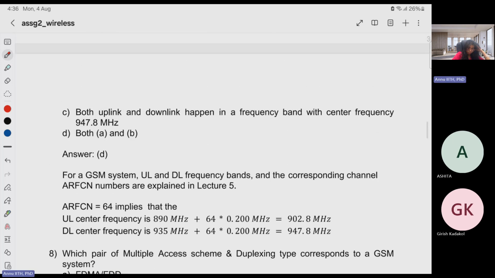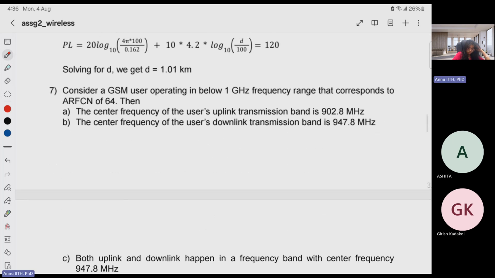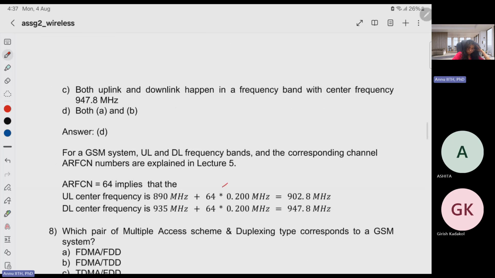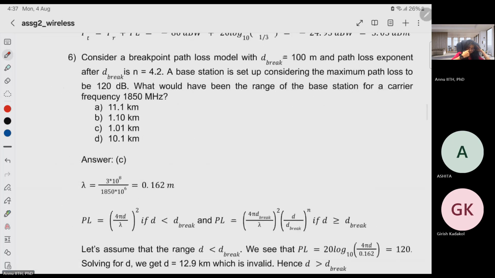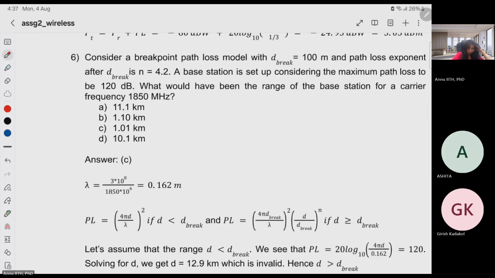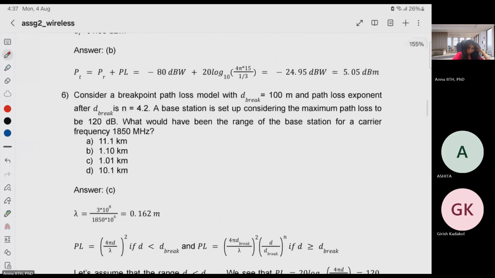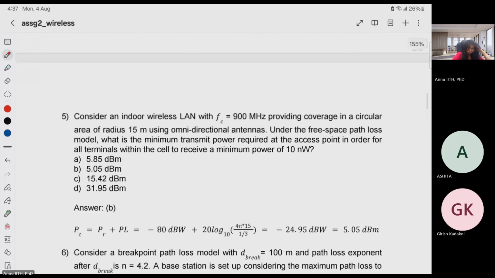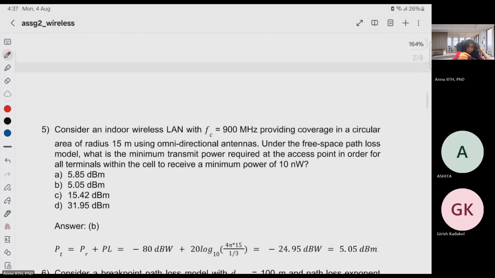The same questions I have told, which is channel number. Using the formula, you can keep this here. This is a very good question.